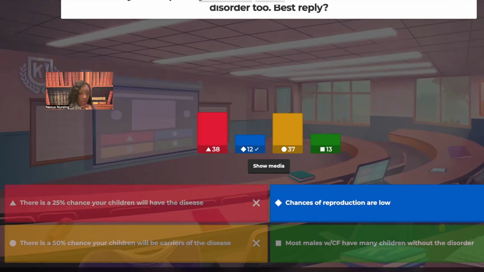What are the other options? There's a 50% chance, no, false. And most males with cystic fibrosis have many children. No, they don't. Most are sterile. Okay. That's why the correct answer is chances of reproduction are low.